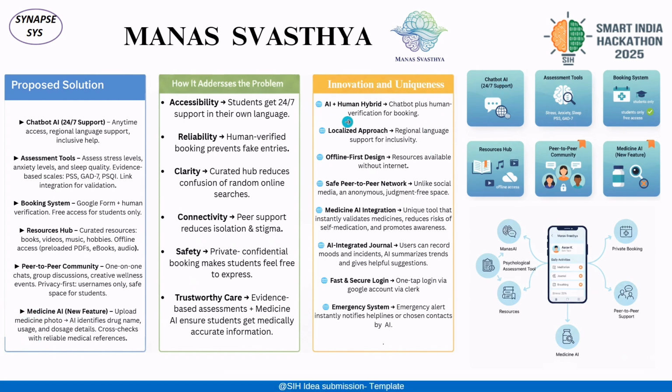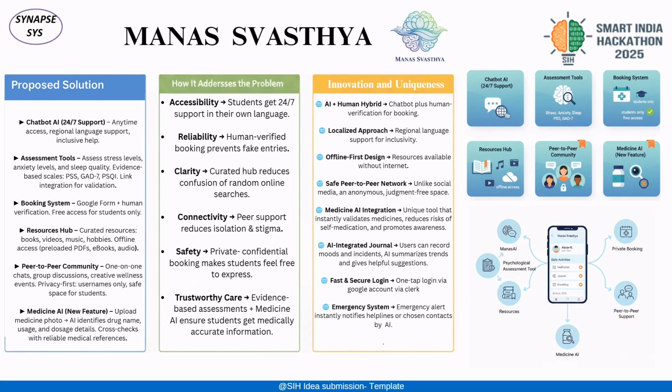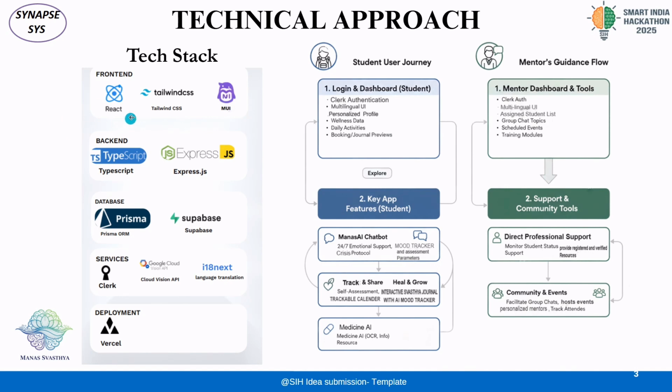We have added many innovations and uniqueness: our AI human hybrid model, localized approach with regional languages, offline first design, which requires minimal internet in the rural areas for accessing our web application, Medicine AI integration for instantly validating the medicines and avoiding wrongful peer-to-peer consultations, AI journal for self-assessment and for the user to come back to the website, fast login through Clerk API, emergency systems. If a person writes something very dire, there will be instant emergency numbers displayed to him in our AI chat feature. These are the tech stack, judges.